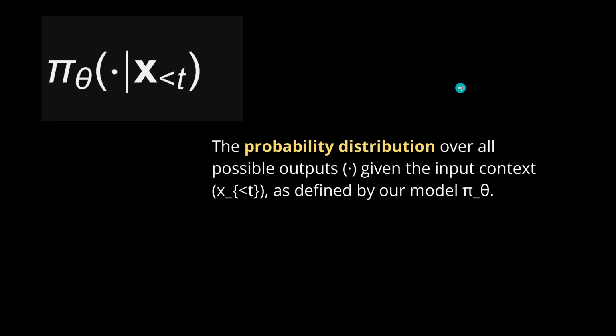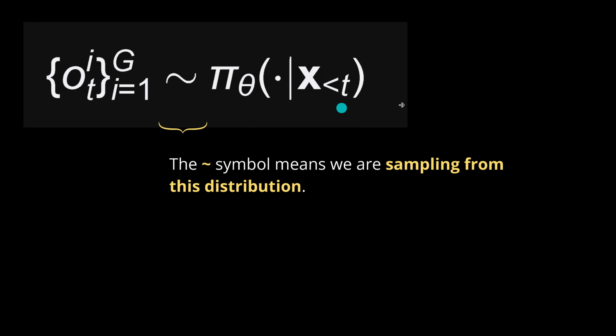And the probability distribution over all possible outputs, given here a specific input context X, is now defined by our model policy, or by the LLM itself, pi theta. So you see the meaning of this, and how effectively shorthand noted is a mathematical notation. Now let's come to the second term that we have in our expectation operator. So we have this term we just explained, and then we have here the tilde symbol.